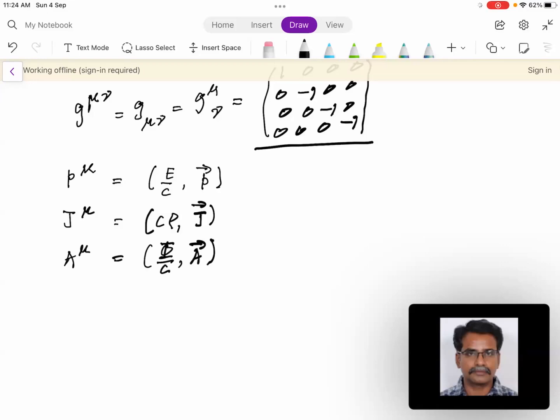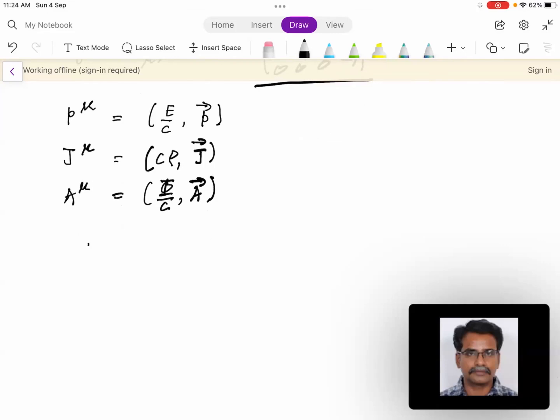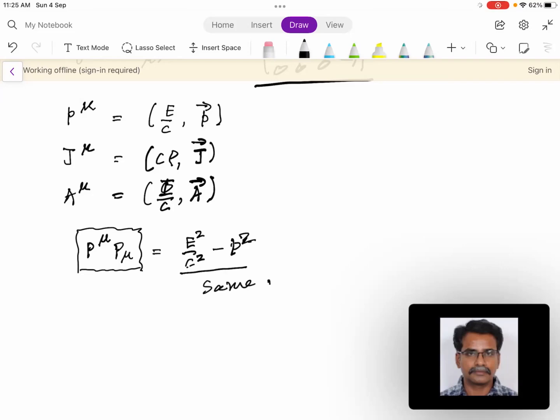So you have these four vectors, and you can see that, for example, if I ask what is P mu P mu, for any four vector, when you write something like this, it is invariant under Lorentz transformation, right? So that is equal to E square by C square minus P square, where P square is Px square plus Py square plus Pz square. Now this has the momentum, and this is Lorentz invariant. What does that mean? This is the same in all inertial frames.